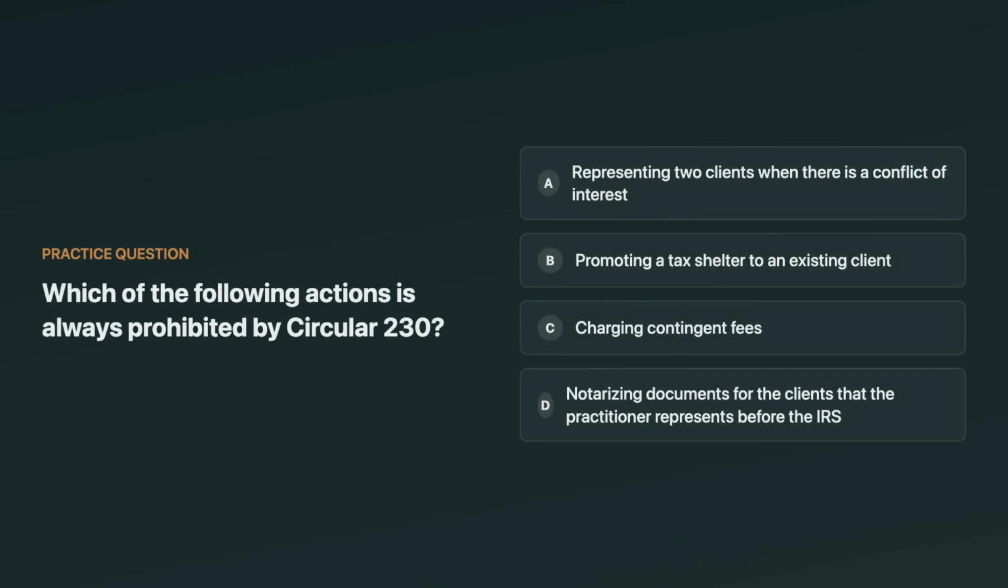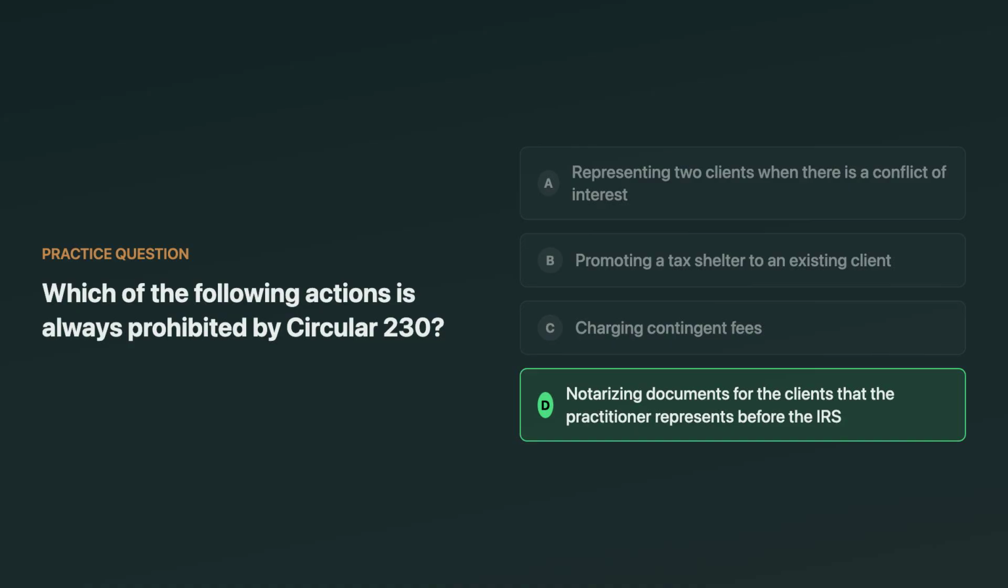Which action is always prohibited by Circular 230? Options include representing two clients with a conflict of interest, promoting a tax shelter to an existing client, charging contingent fees, or notarizing documents for clients the practitioner represents before the IRS. Think about which one is a bright line ban.